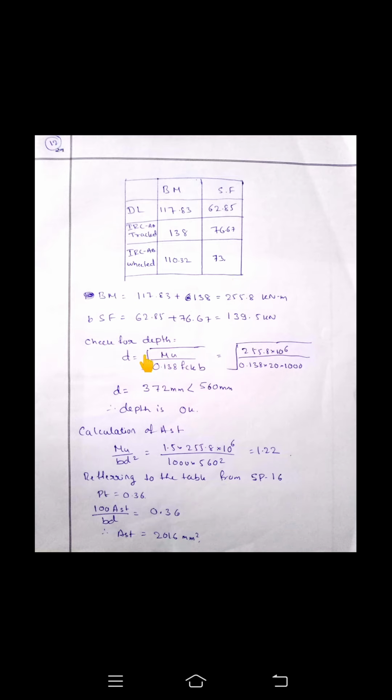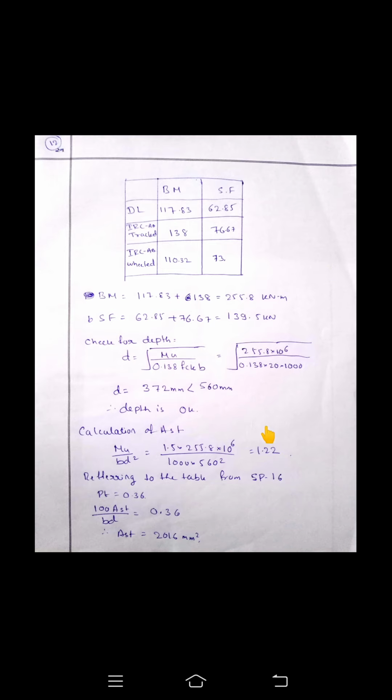Similarly for the shear force, it is 62.85 with the dead load, and by comparing tracked and wheeled vehicle, the maximum is with the tracked vehicle, that is 76.67. We'll add it, we'll get 139.5. So for this bending moment and for this shear force we need to design. So this design you know.